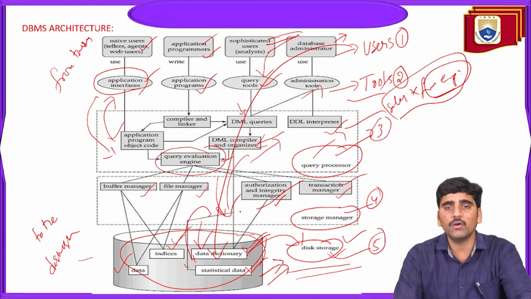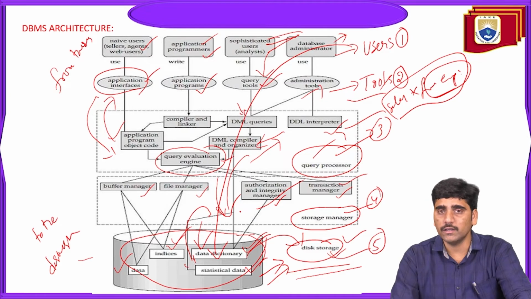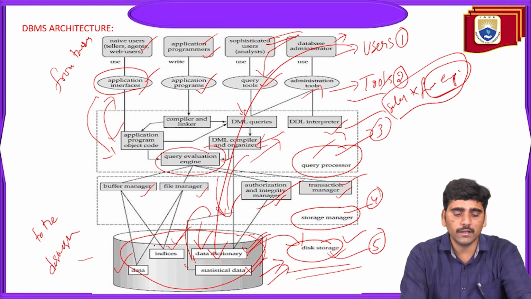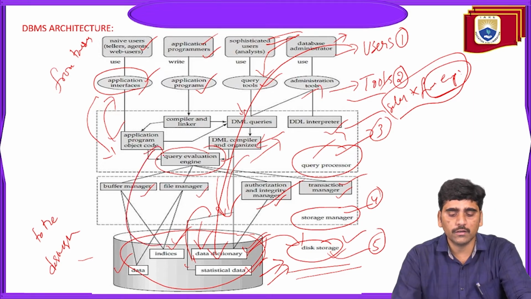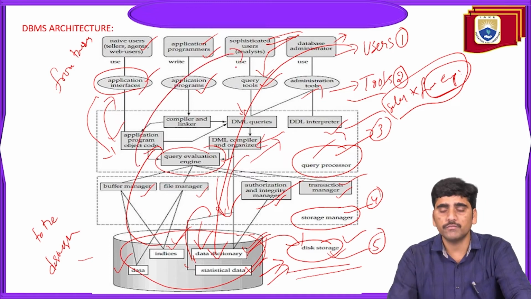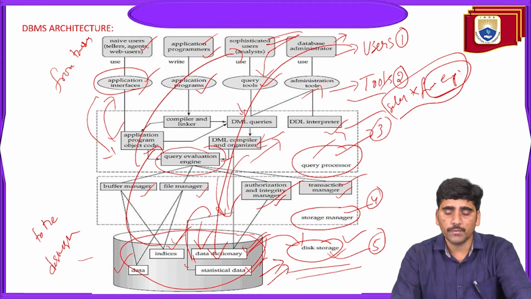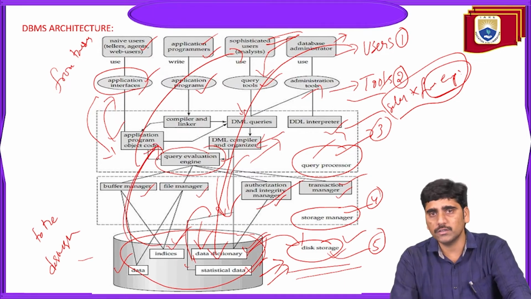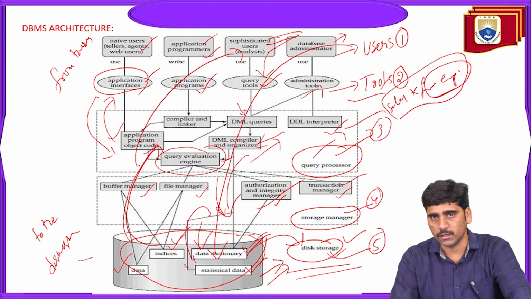check whether the data related to that query is available or not. And if the related data is available in the disk storage, then he can get the information to the query tools, the query processor, and give it to the user. If the data of the related query is available from the disk storage, he will get the data to the query processor and show the information on the screen.